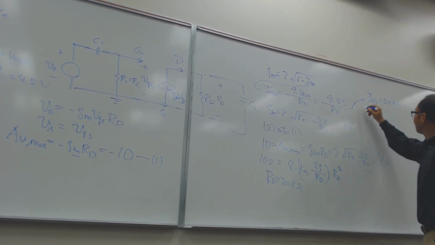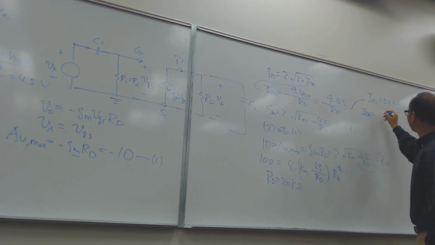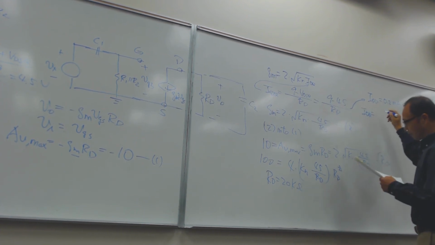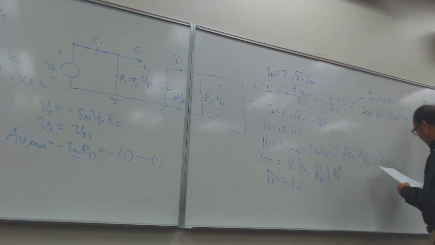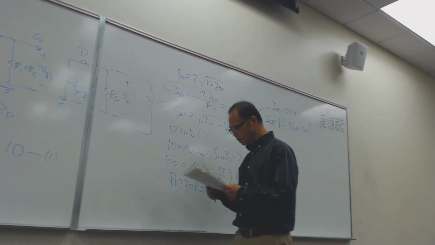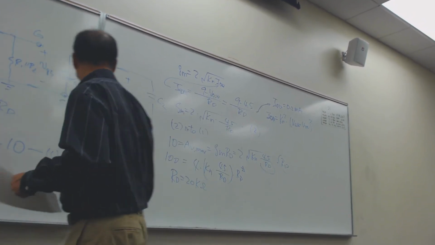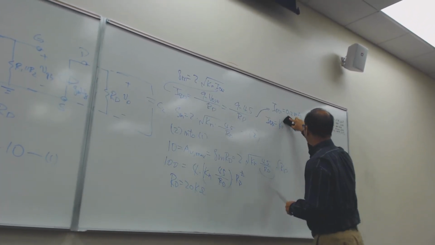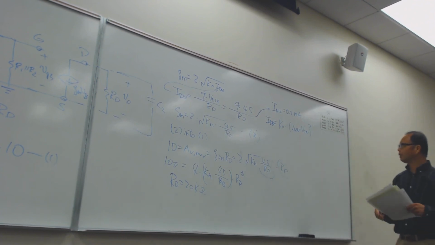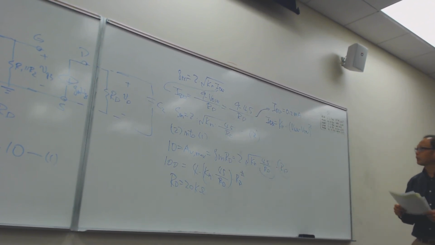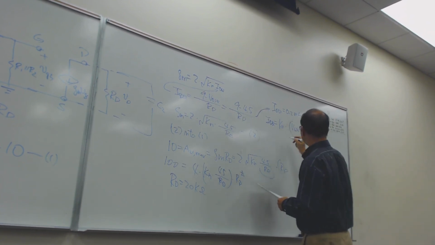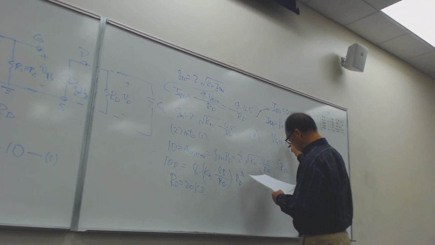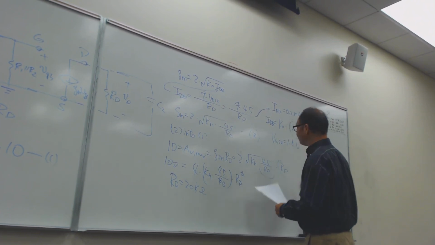Okay, and then we know IDQ, there's a formula: IDQ is equal to Kn times (VGSQ minus VTN) to the power of 2. So from here, there's only one unknown, right? So that's the unknown. So VGSQ will become 1.8 volts, right?